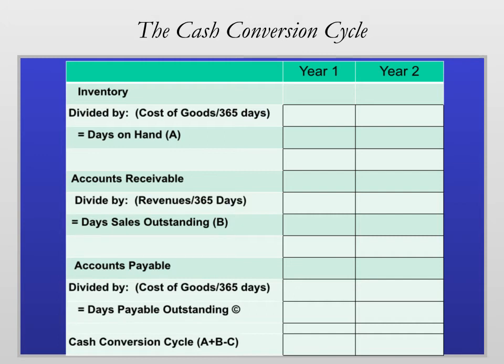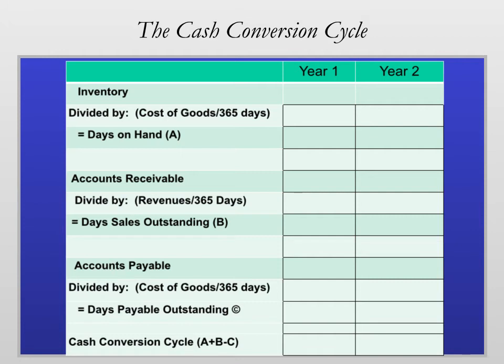That gives us a number called DOH, or days on hand, and that tells us on average how many days it's taking for inventory from the time we acquire it, build it, and ultimately ship it, how many days it's sitting there in general.